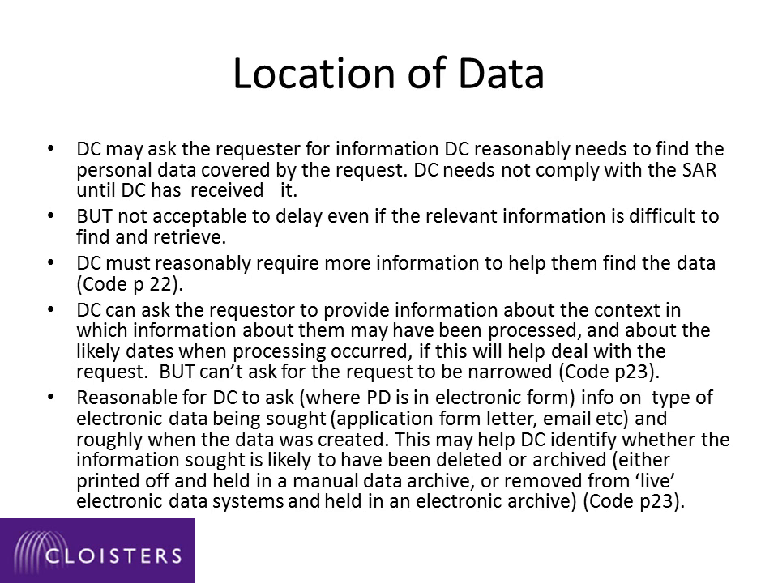The code says that it's reasonable for the data controller to ask, where the data is in electronic form, for information on the type of electronic data being sought, e.g. an application form, a letter, an email, etc., and roughly when the data was created, because this may help the controller identify whether the information sought is likely to have been deleted or archived. So it may have been printed off and held in a manual data archive, or removed from the live electronic data systems and held in an electronic archive.